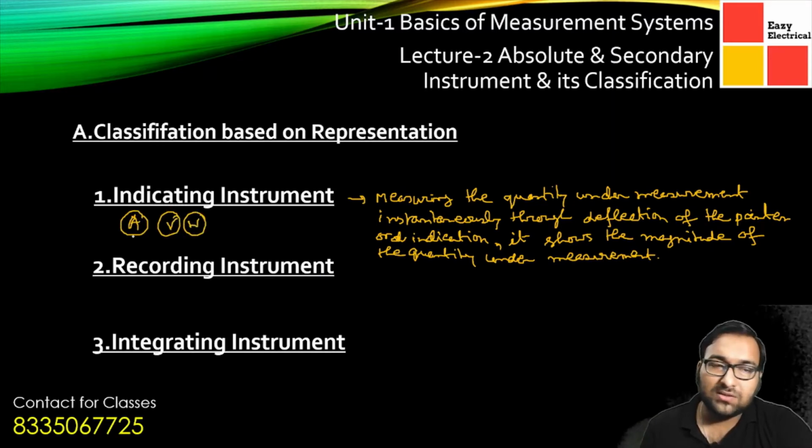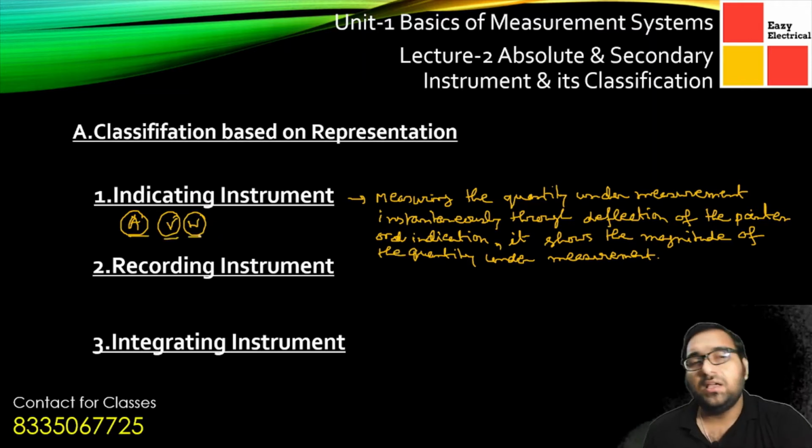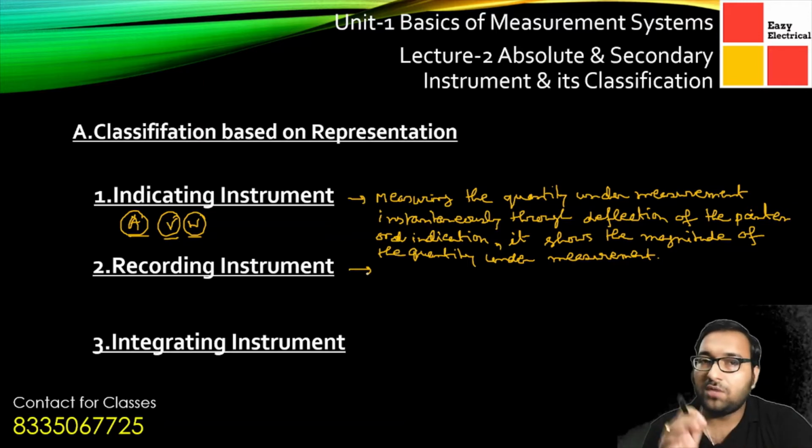For example, indicating instruments we can say are the ammeters, the voltmeters, the wattmeters, the energy meters. These are basically indicating instruments, where we directly get the indications of whatever the readings are. Now one type of instrument is a recording instrument. A common and simple example of a recording instrument is a seismograph. A seismograph is an instrument which measures earthquakes. Wherever the earthquakes are happening, it is measuring.